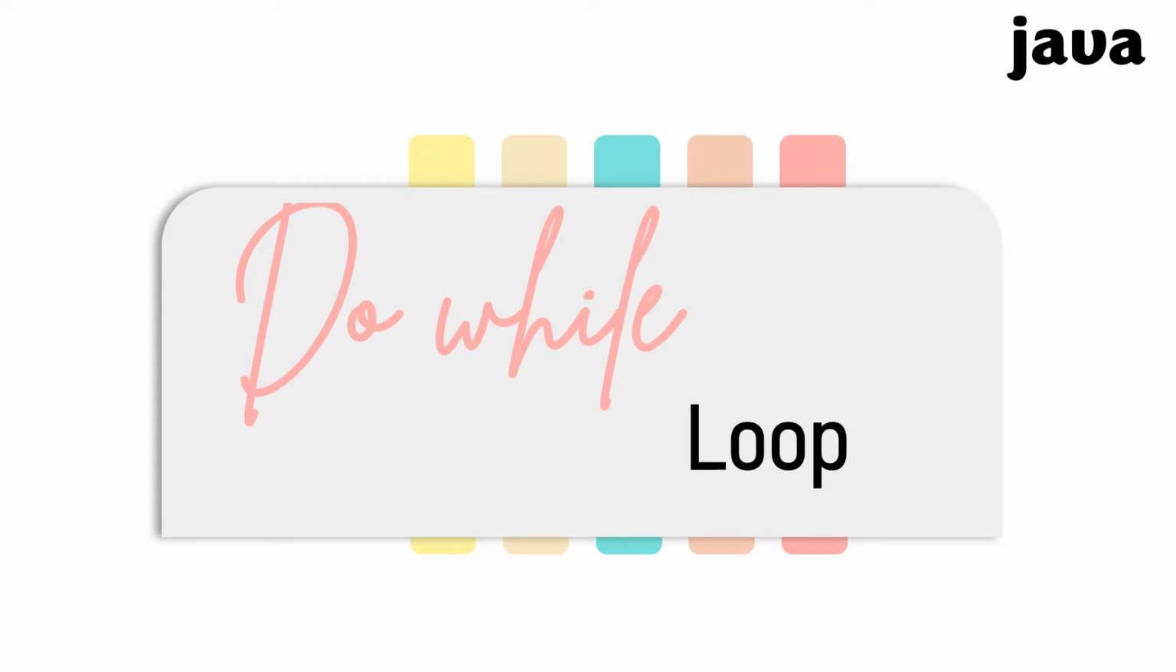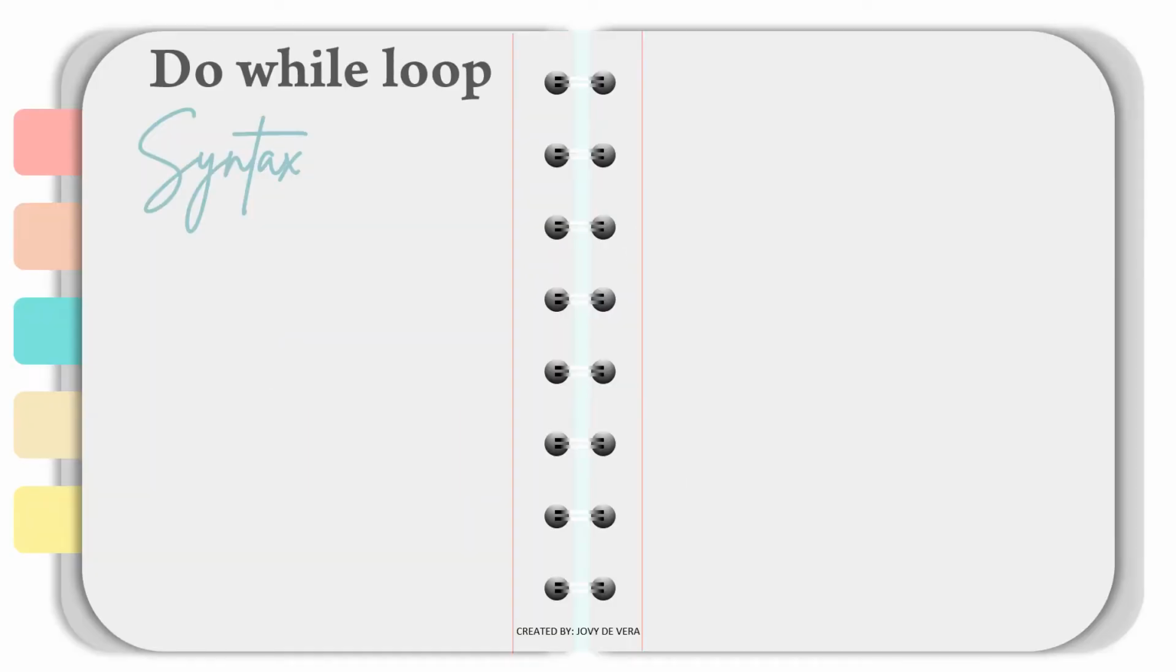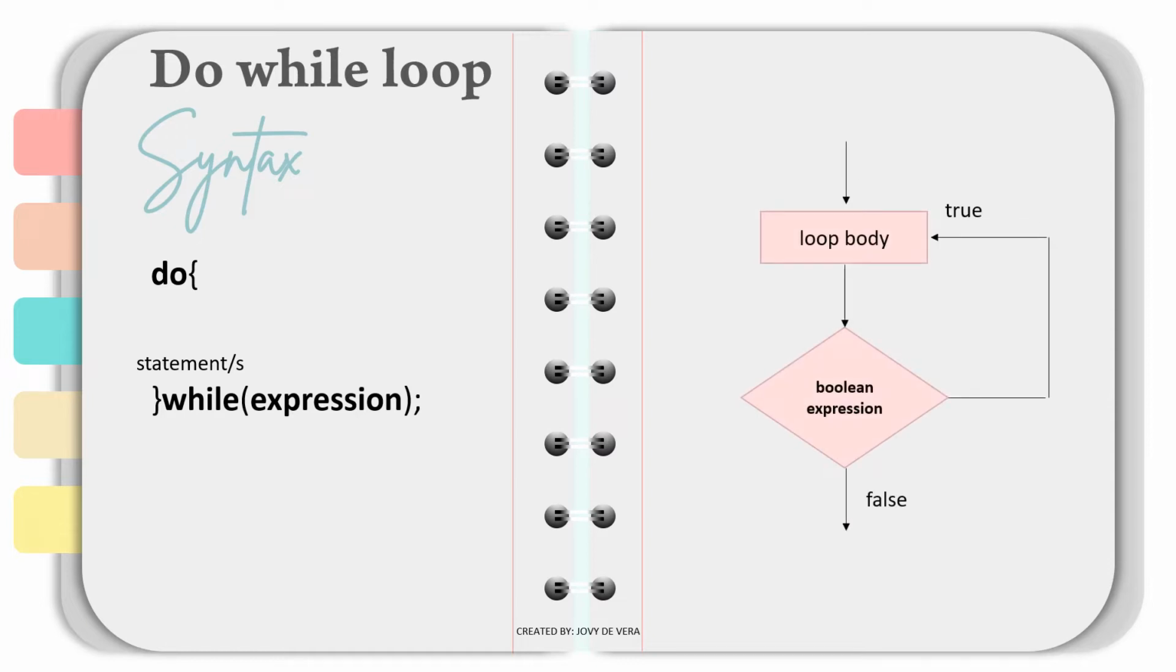In this video, I am going to discuss the function of do-while loop in Java. The do-while loop is similar to while loop. However, the body of do-while loop is executed once before the test expression is checked. This is the flowchart of a do-while loop. As you can see here, guys, if the result of the Boolean expression is true, the loop body will iterate. It will be executed and it will go back again. However, if the result of the Boolean expression is false, the loop will terminate.